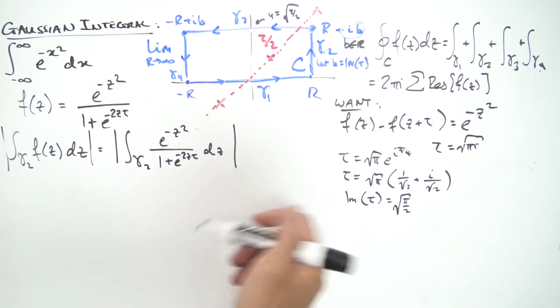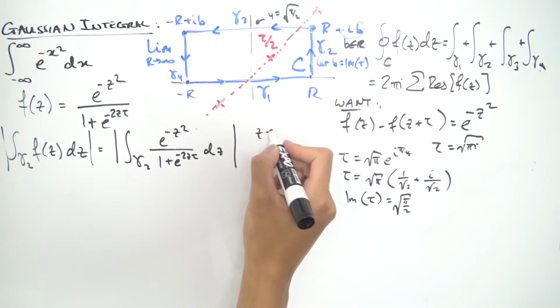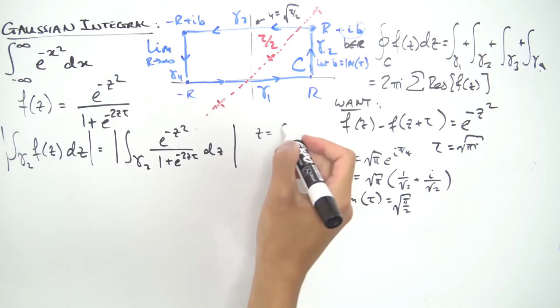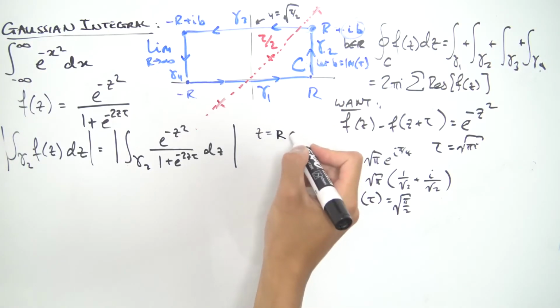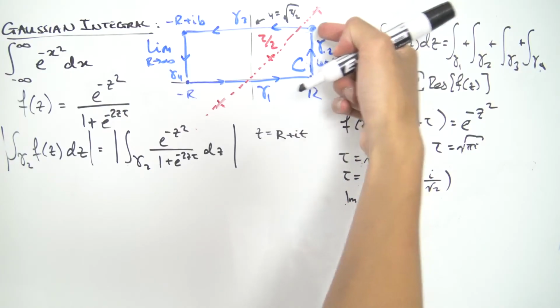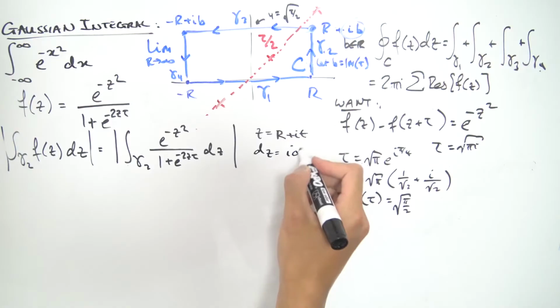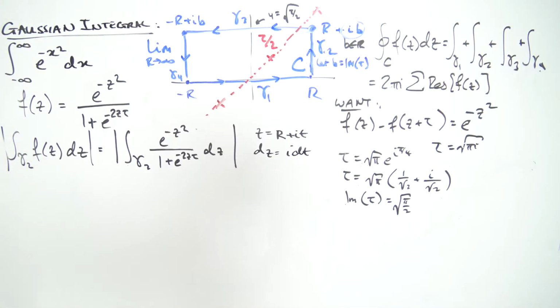And yeah, let's just try to parameterize this. So we know that we can make the substitution z equals, well, we're fixing the real part, which is going to be r, and then we're going to add i times t, and t is going to go from 0 to the square root of π over 2, which is the imaginary part of this top line, and dz is going to be equal to i times dt. Pretty straightforward stuff. Let's plug everything in.